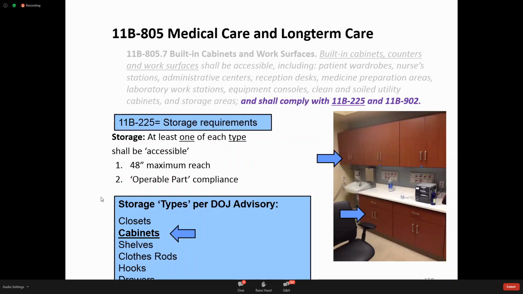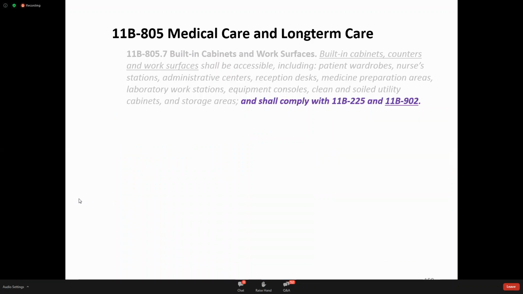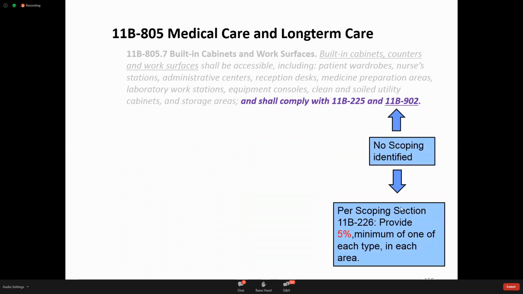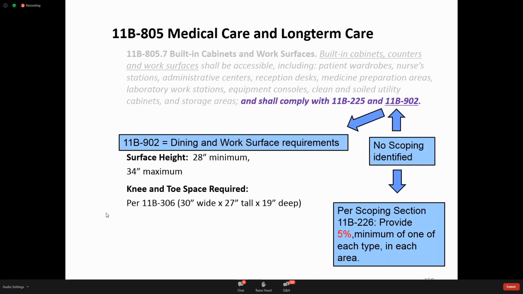The Department of Justice has an advisory that gives a listing of types of storage. The one that we're talking about here is cabinets. So that's really the takeaway of this, is that it is something we have to pay attention to. Section 902 is the requirements for a work surface, so the dining and work surface requirement.